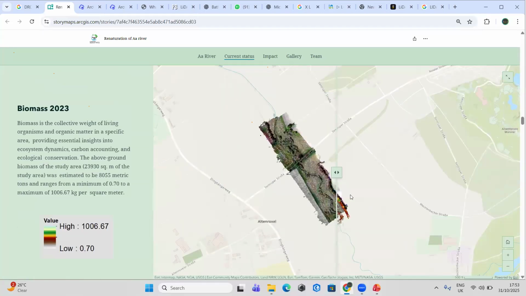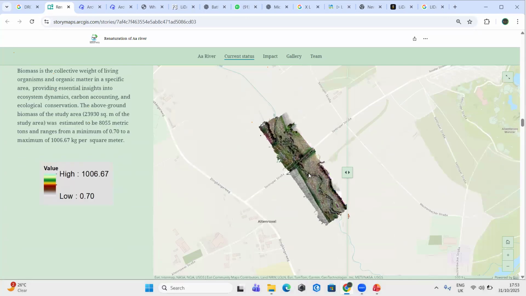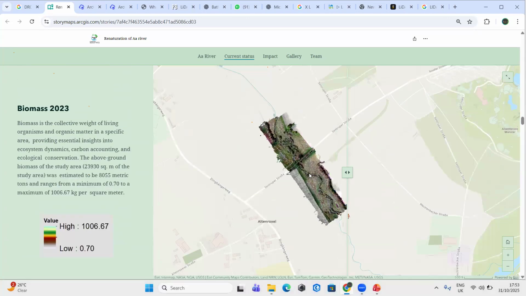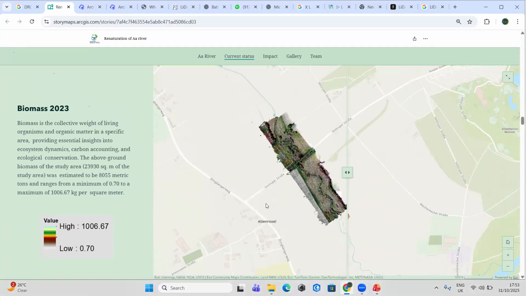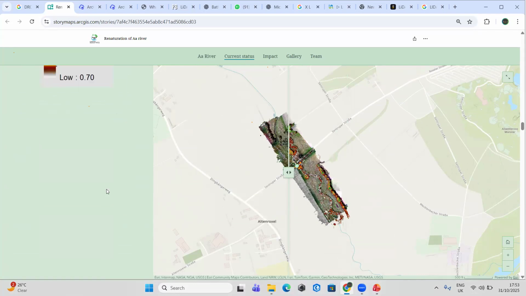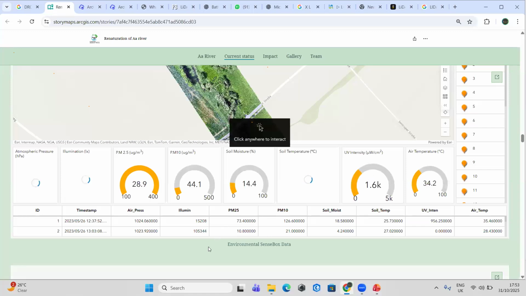So we did biomass estimation, the places where biomass has increased. This, after, water quality.